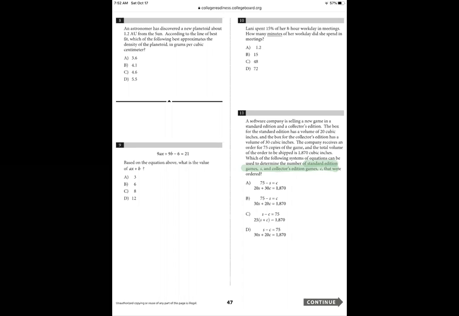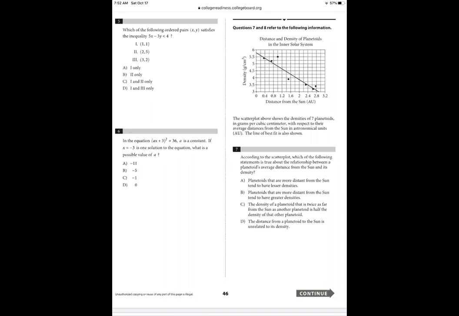So for number 8, again, I will go back to that graph. So we have a new planetoid that is 1.2 AU from the sun, and we are asked the best approximate of the density per cubic centimeter. So if I go back and I'm looking for 1.2 AU from the sun, that is the x-axis.